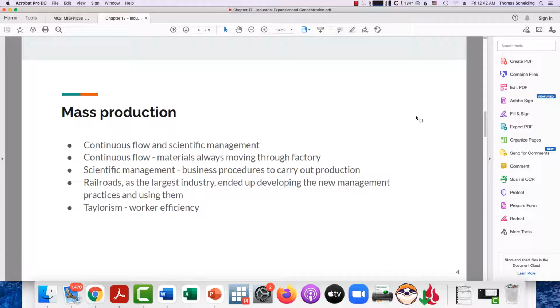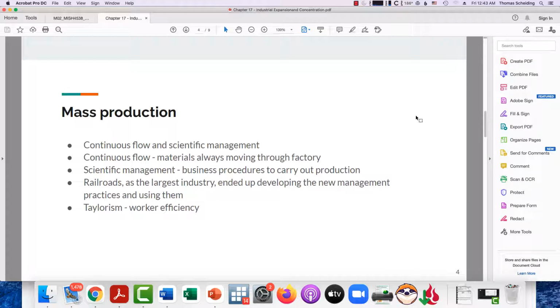Within these factories, you've got, again, those new methods. Those new methods meaning you've got continuous flow and scientific management. Continuous flow means they were basically always bringing in materials into the factory, and they're in constant movement in their conversion from an input good, a commodity, to an output good, a final good.